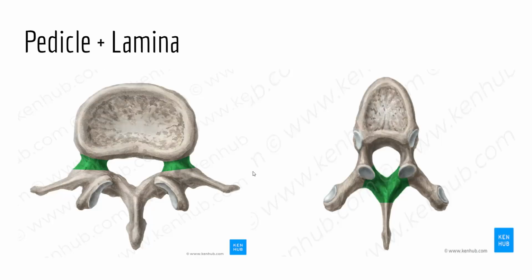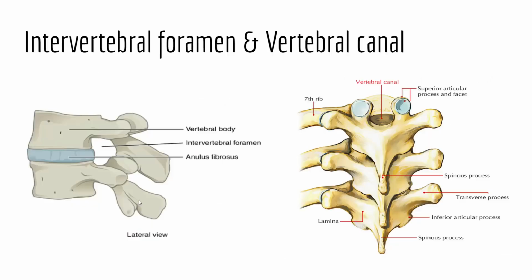Next, we have a network of connections, which is the pedicle and the lamina. The pedicle is located on the left side of this slide, and there is one on each side of the foramen. That is the hole that is inside of the vertebral column. Let me see if I can point that out for you.